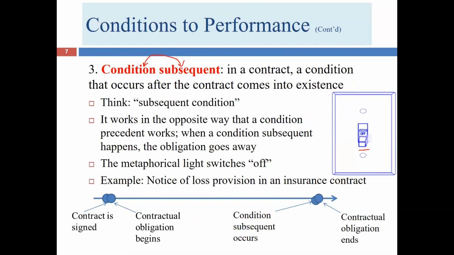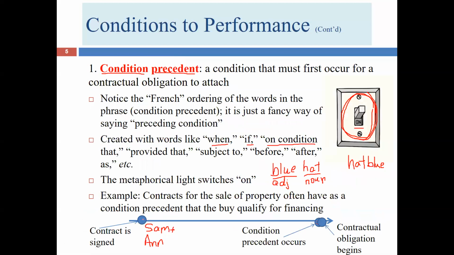So what is a condition subsequent? In a contract, a condition that occurs after the contract comes into existence. And more importantly, it turns off the contractual obligation. So let's go back and look at that timeline here. We start at the same place we did before. We sign a contract just like we had here. Contract is signed. There's no obligation here, no duty to perform contract. Now, it's not completely true because Anne has the duty to find financing. We'll say no duty to buy.